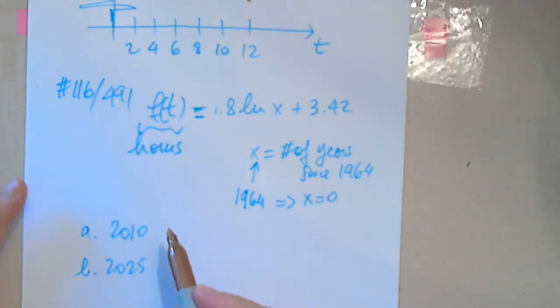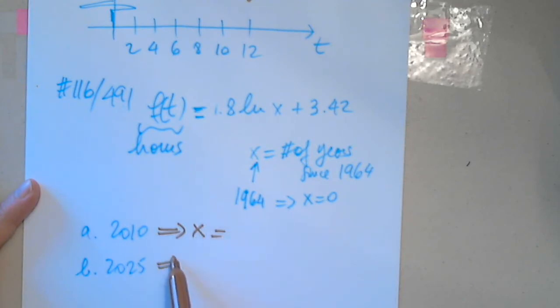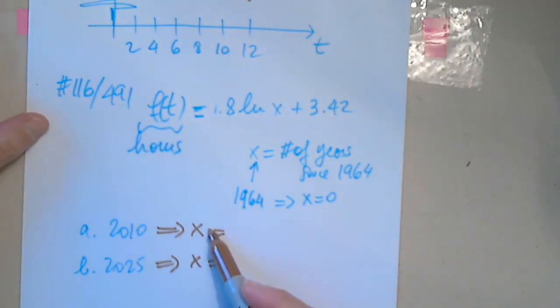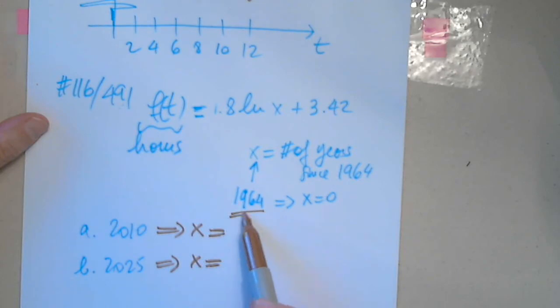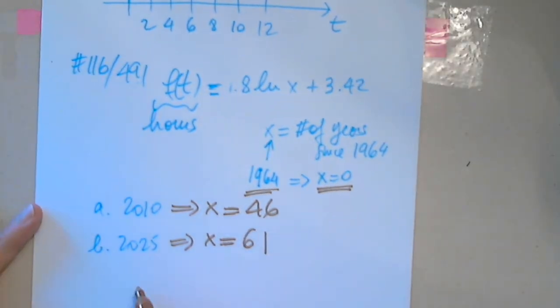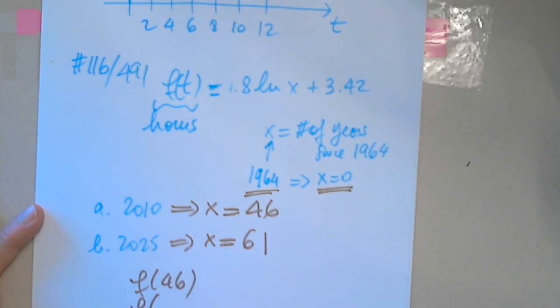So, what does this represent, and what does this represent? The first one is x equals. If 1964 represents x equals 0, then 2010 represents x equals 46. Very good. And the other one, plus 15, is it 61? That's just the one. Okay, perfect. So all I'm asked to determine is f of 46 and f of 61.